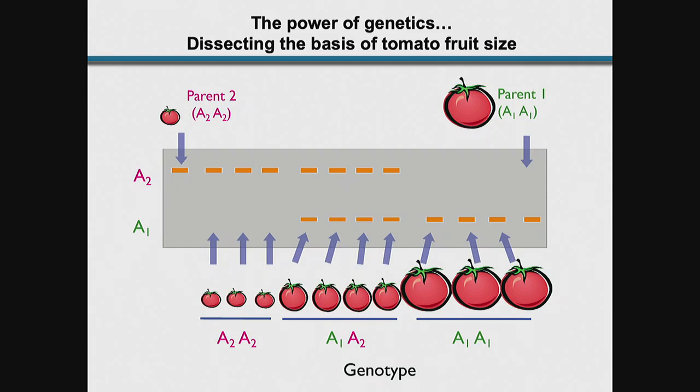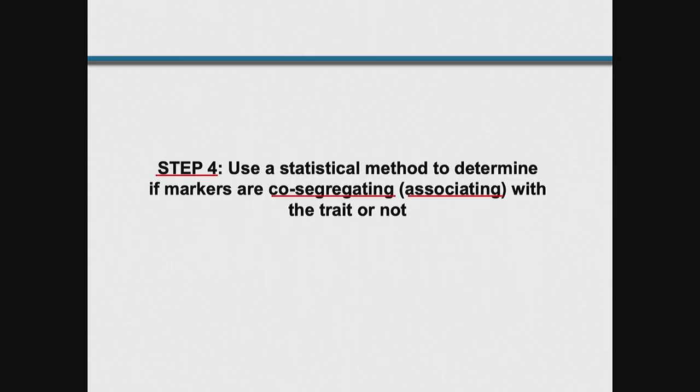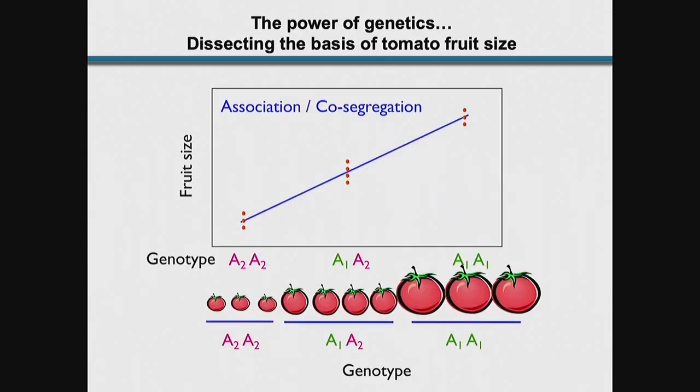What happens if the pattern is not that clear? We need to develop a statistical method to determine if the markers are co-segregating or not, if they're associating with the trait or not. All right, so let me draw this in a slightly different way, right? In fact, it's not going to be as clear because for the phenotype of interest, there's going to be variation associated with it, right? That's the first thing. Also, there might be recombination events that, again, cloud our picture.